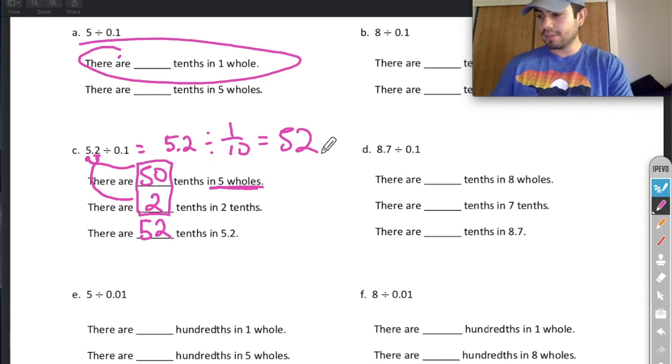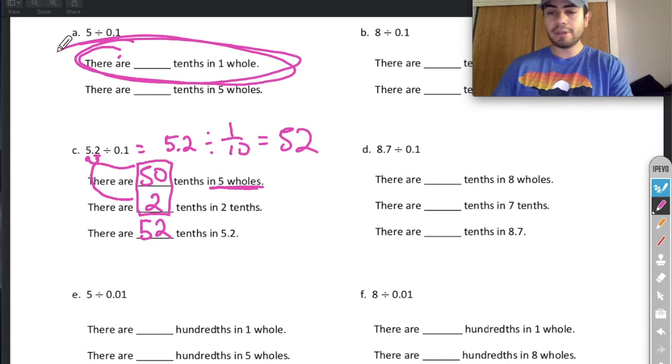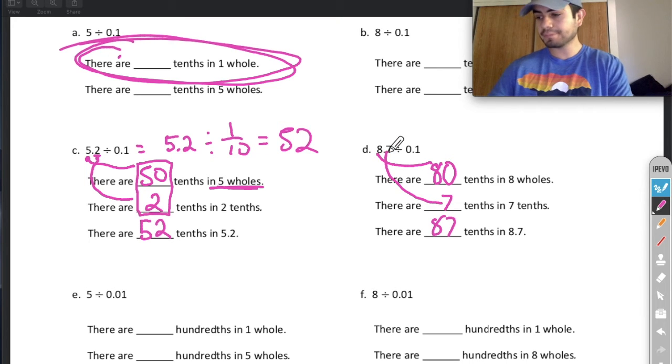Alright, let's continue to D here. So again, you can skip that step right here because it's not asking for it. And you can go directly into how many tenths there are in 8 wholes. There will be 80. And then it wants to know in 7 tenths, that's going to be 7. And in total, you have 87 tenths. Again, this one comes from here, this one comes from here. And we rewrite it, 8 7/10 divided by 1/10 is equal to 87.